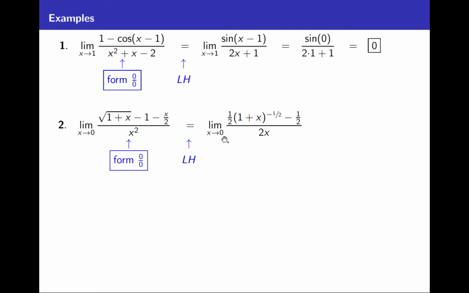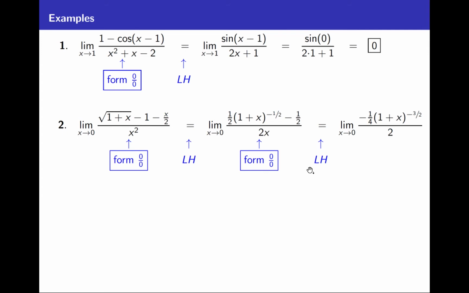But if you look at this limit, it's not as nice as what we had before. x is going to 0, so that 2 times x on the bottom is turning into 0. And if you plug in x at the top, you get 1/2 times (1 plus 0) to the power of minus 1/2, that's just 1/2, then minus 1/2. You're getting 0 over 0. So here we applied L'Hopital's rule, and we got another indeterminate form, 0 over 0. And this is going to happen sometimes. What you do in a situation like this is you apply L'Hopital's rule again, because once again we have a limit of indeterminate form 0 over 0. So you can use L'Hopital's rule to evaluate it.